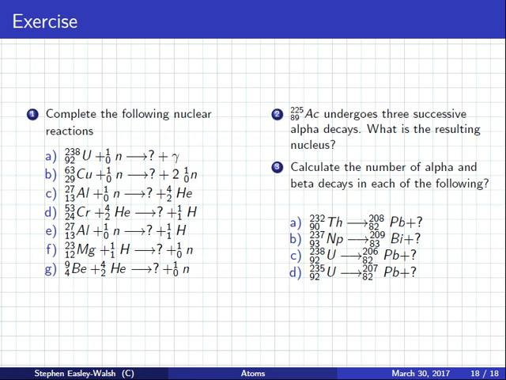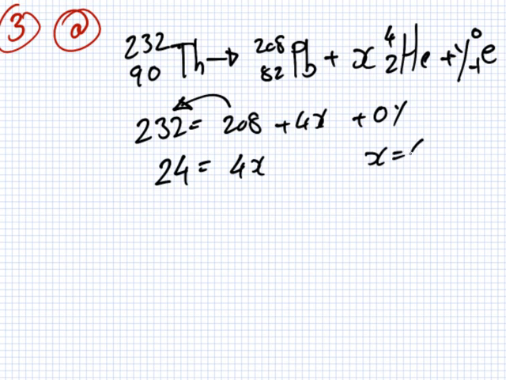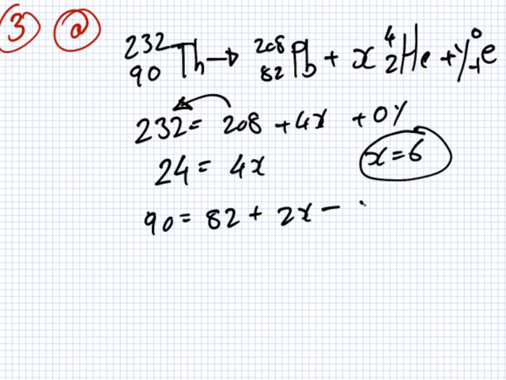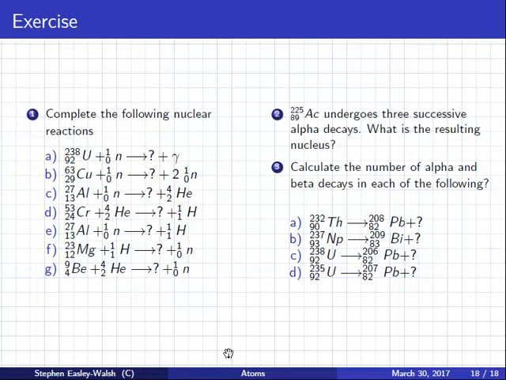Okay, so the answer here for the A part, you can make the equation 232 equals 208 plus 4x plus 0y when you look at the top. So when you take that to the left, 24 equals 4x, so x equals 6. Did you get that? Yes. And then when you look at the bottom line, you get 90 equals 82 plus 2x minus y, 8 equals 2x minus y, 8 equals 12 minus y, so y equals 4. Did you get that? Yes? Okay, very good. Let's try the B one then.